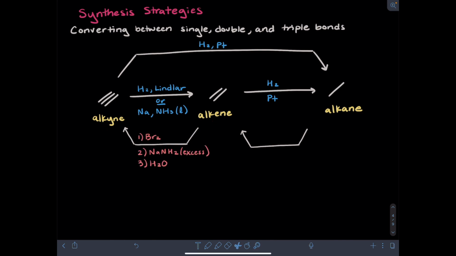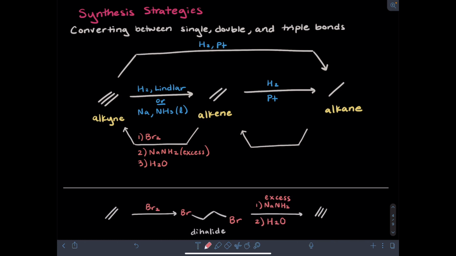This can be done with a sequence of 3 steps. You start out by treating the alkene with Br2. You treat the formed compound with excess NaNH2, a strong base, and you follow that step with water. In these 3 reaction steps, first you're treating the alkene with Br2 to perform a halogenation reaction. This would add a new bromine to each of the carbons of the alkene to generate a dihalide product.